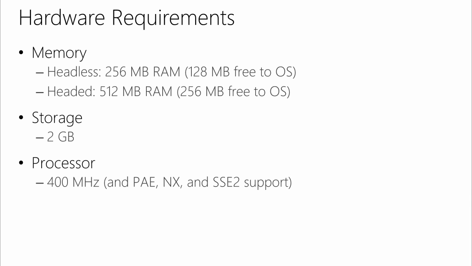And if you're running headless, you only need 256 megs of RAM, and only half of that needs to be freed up for the operating system. If you're running headed, you need to do some graphics, you need to have a screen, then you have a minimum of 512 megs of RAM, with half of that, again, freed up for the operating system.